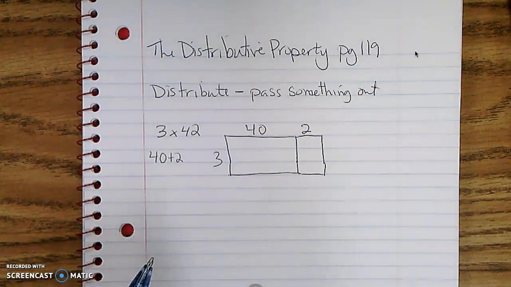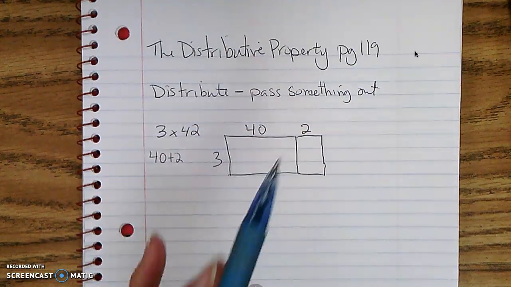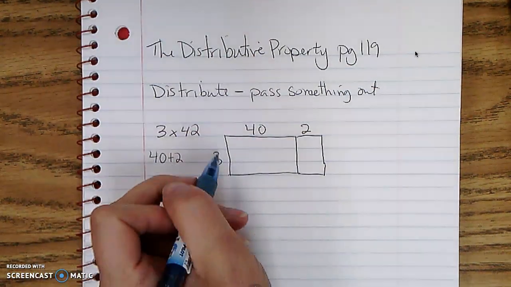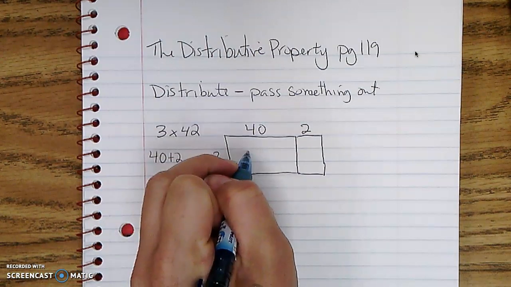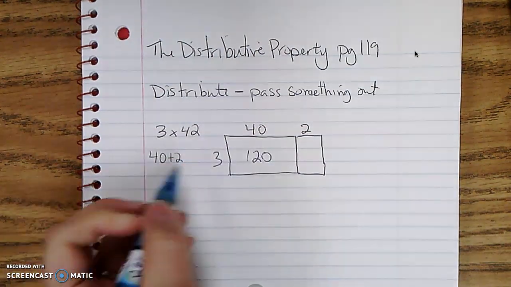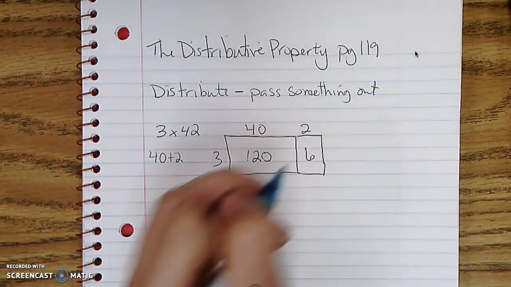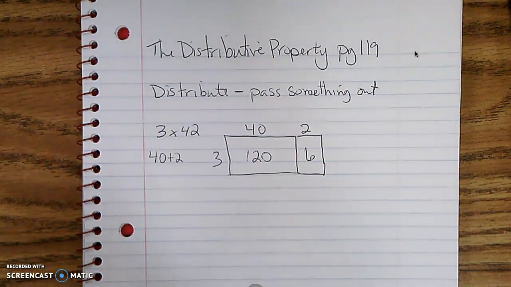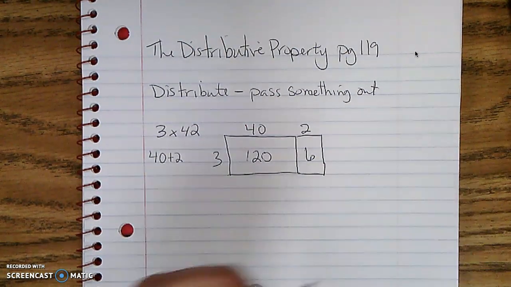And what we're doing is we are distributing the 3 to the 40 and to the 2. So 3 times 40 is 120, and 3 times 2 is 6. We have essentially distributed the 3.